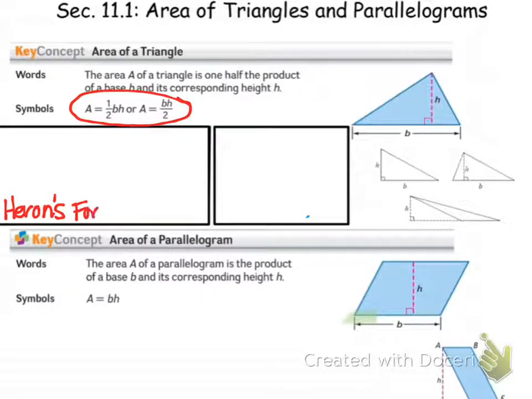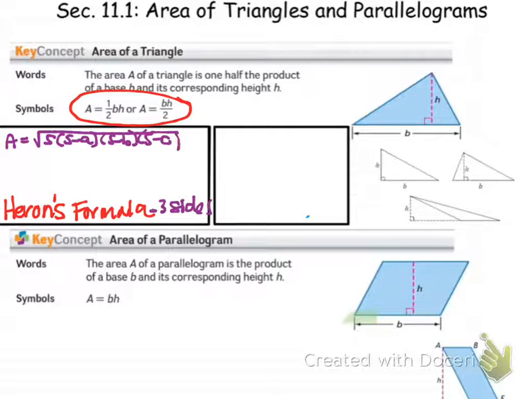Heron's formula. You're going to use Heron's formula when you're given the three sides of the triangle. So I'm going to give it to you and then I'll explain it. The formula is the square root of a lot of stuff: S times S minus A times S minus B times S minus C.